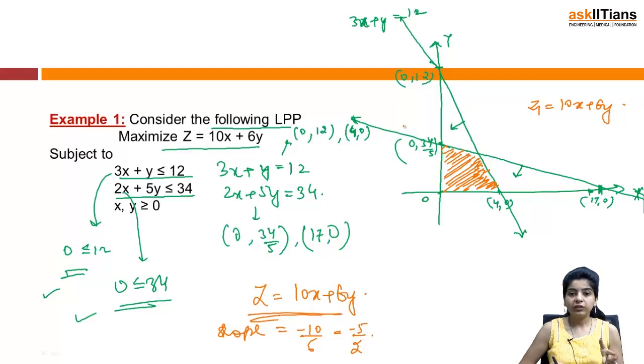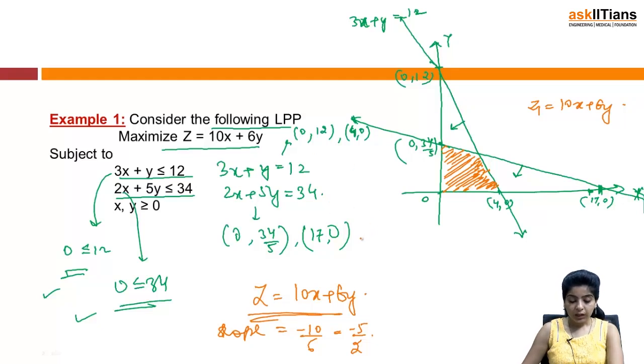And so in the isoprofit method, this is a maximization problem, so I will try to find out a maximum value of z, and such a line which is farthest from the origin, because it is of maximization type, and that line should contain at least one point of this region, right? Similarly if it had been of minimization type, then we would try to find the minimum value of z, and you would search for a line which is nearest to the origin and has at least one point common to this region, right?